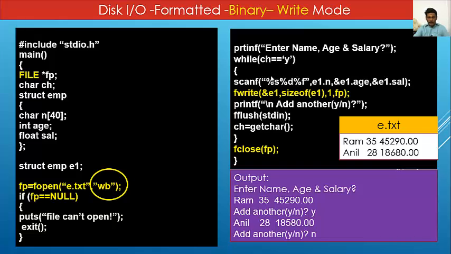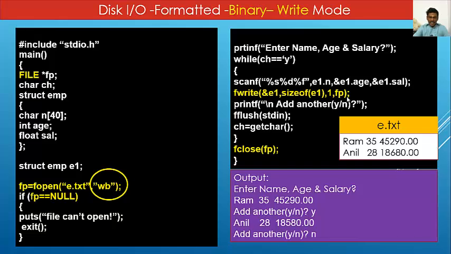The loop continues. That is scanf. It gets input from the keyboard, input from the user. Just now we entered RAM 35 45,290.00. That RAM 35 45,290 is stored into e1.n, e1.age, e1.salary, respectively. It stores the values appropriately.